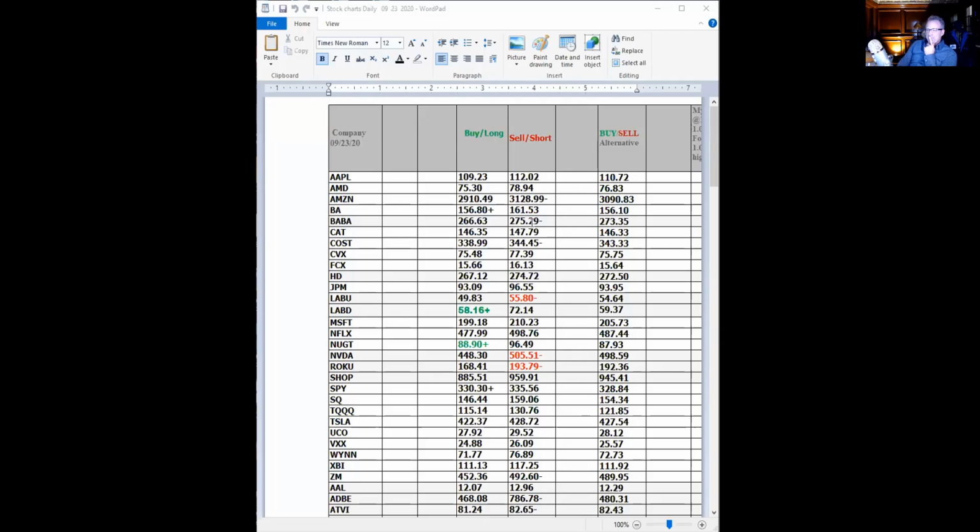So this would be an example of today's sheet. In here, you'll notice LABD, which is the opposite ETF of biotechs, meaning if bios go down, it goes up. So it'll be in here like a strong buy, which is basically colored in green. These are the various levels. You have your buy, your sell, and then the alternative, which means you can go long or short from that.